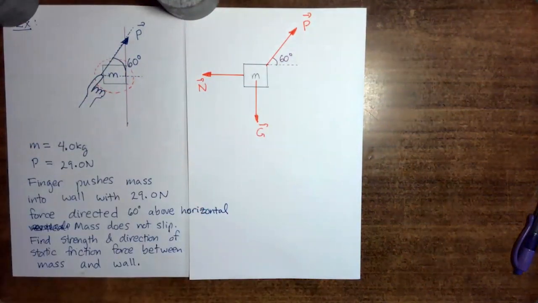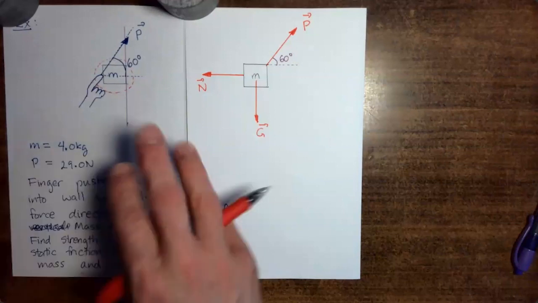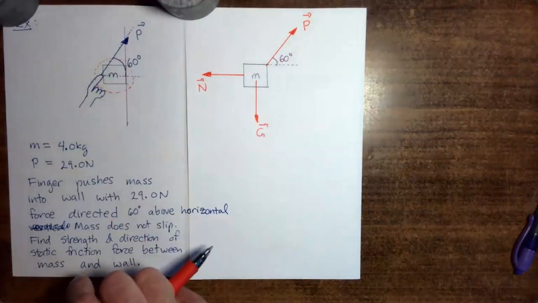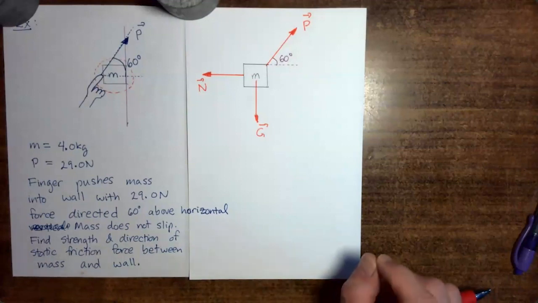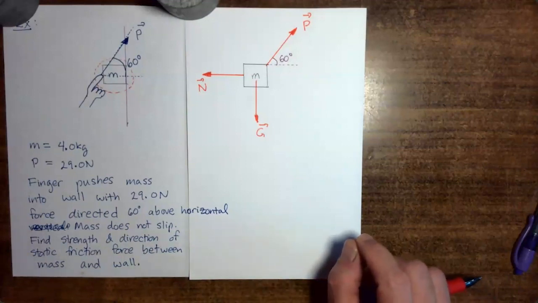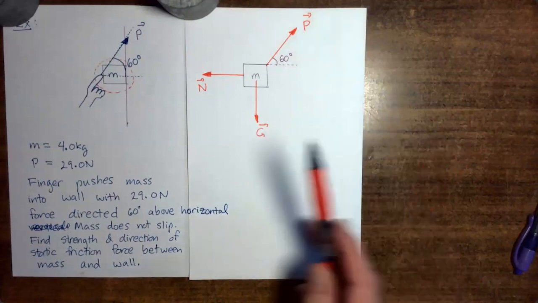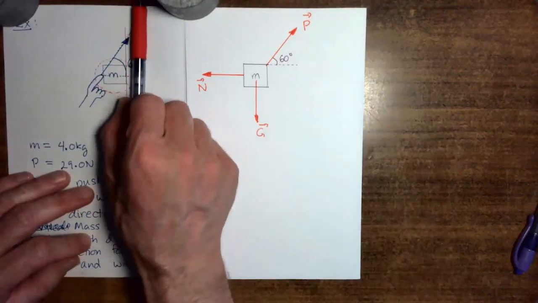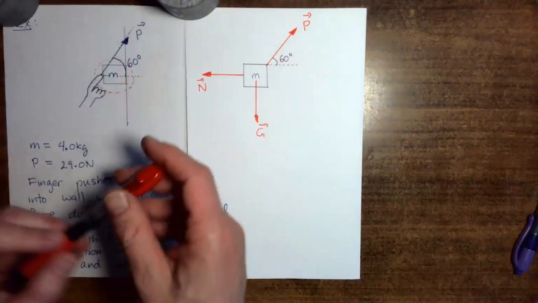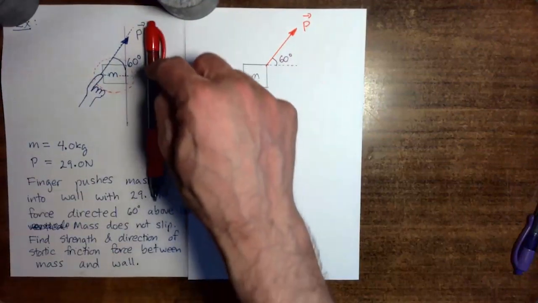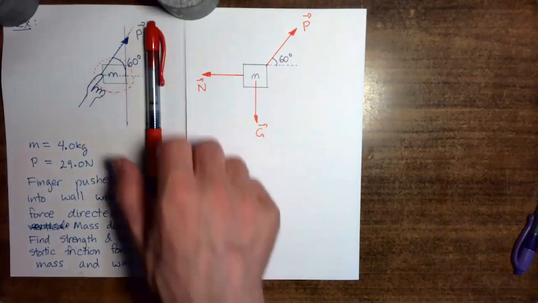Okay. And then finally, we have the static friction force. Now, a frictional force has to be exerted parallel to the surface exerting it. Now, the wall is vertical, so we need to have the static frictional force pointing in a vertical direction. However, there are two possible vertical directions. One possibility is that the static friction force is pointing up along the wall, and the other possibility is that the static friction force is pointing down along the wall.